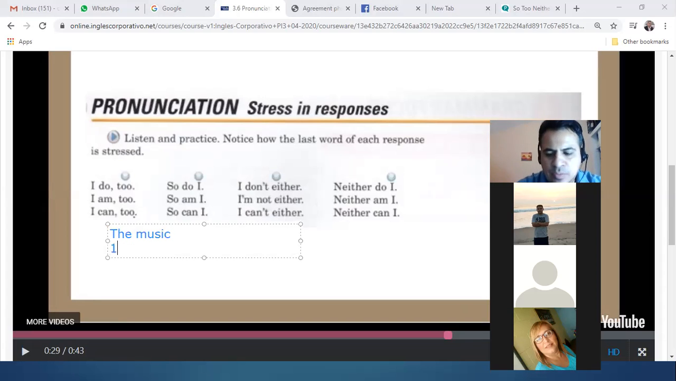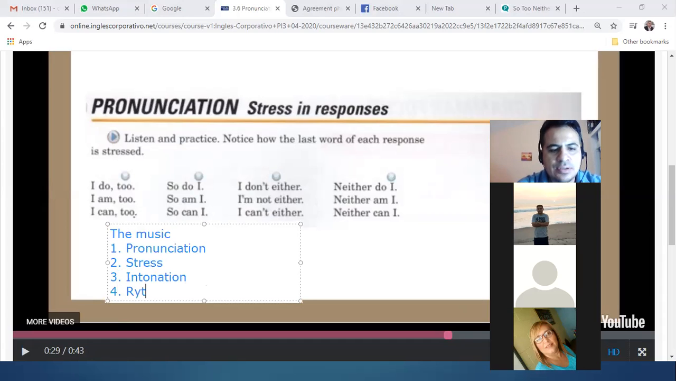tiene varios componentes. Number one, pronunciation, okay? Number two is lo que están viendo ahorita, stress. Number three, intonation. Okay? Y hay uno más. Casi se me olvida esto. Rhythm. Okay? This is the music of English. Okay? So, ya después de que manejo bien la gramática, manejo bien el vocabulario, puedo formular correctamente. Now I go to the music of the language. Okay? The music of the language is pronunciation, stress, intonation, rhythm. Okay?